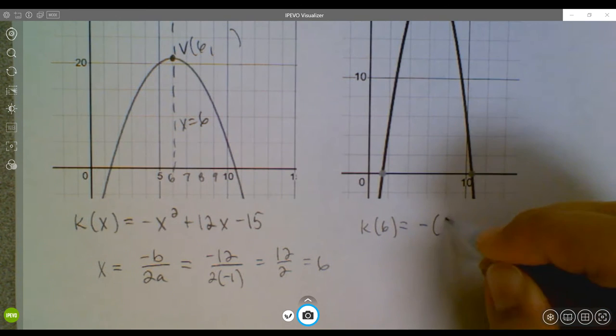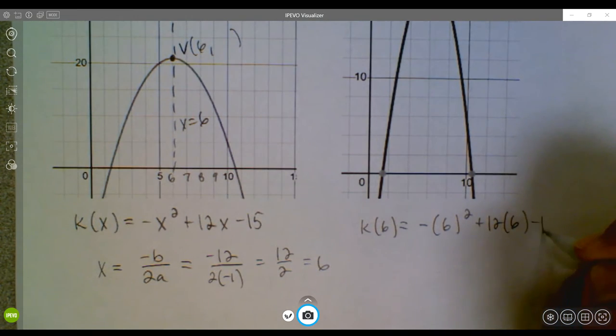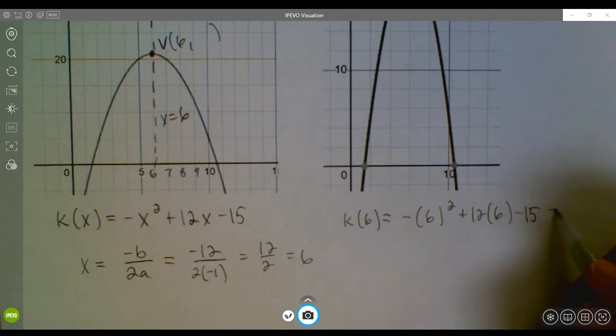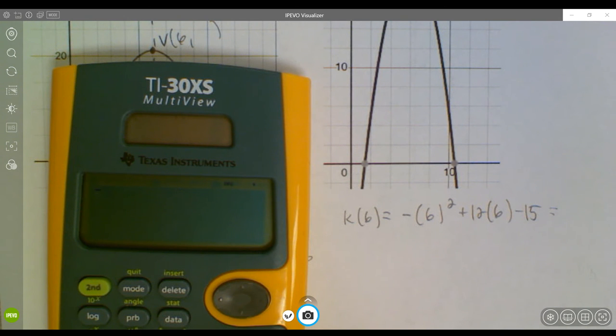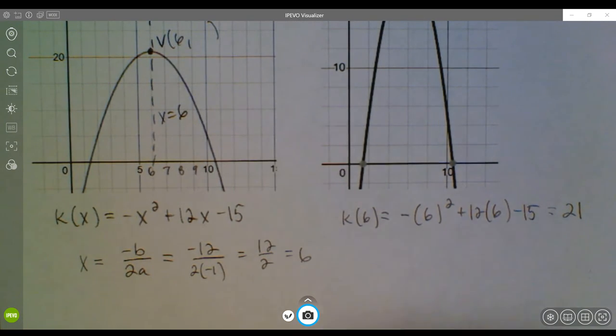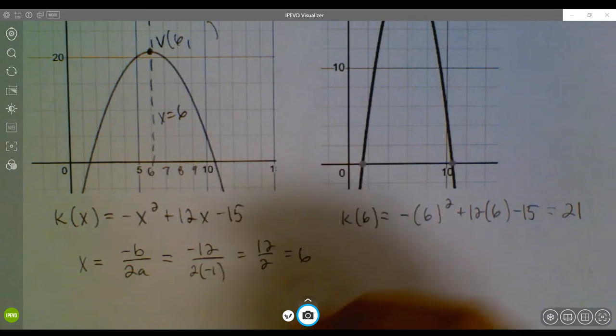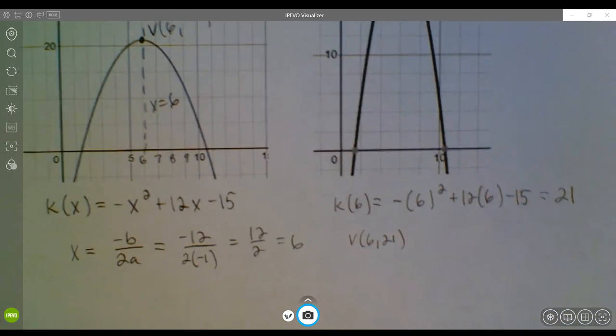That's going to be the negative of 6 squared plus 12 times 6 minus 15. And again, we're taking negative of 6 squared plus 12 times 6 minus 15. I get 21, which does seem to fit. Okay, so my vertex is (6, 21). Big deal. What does that mean?